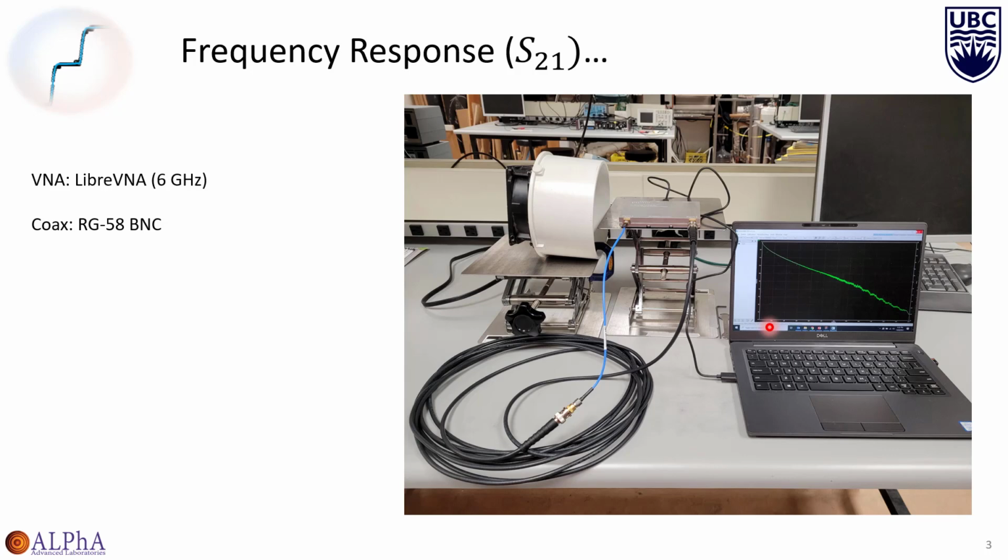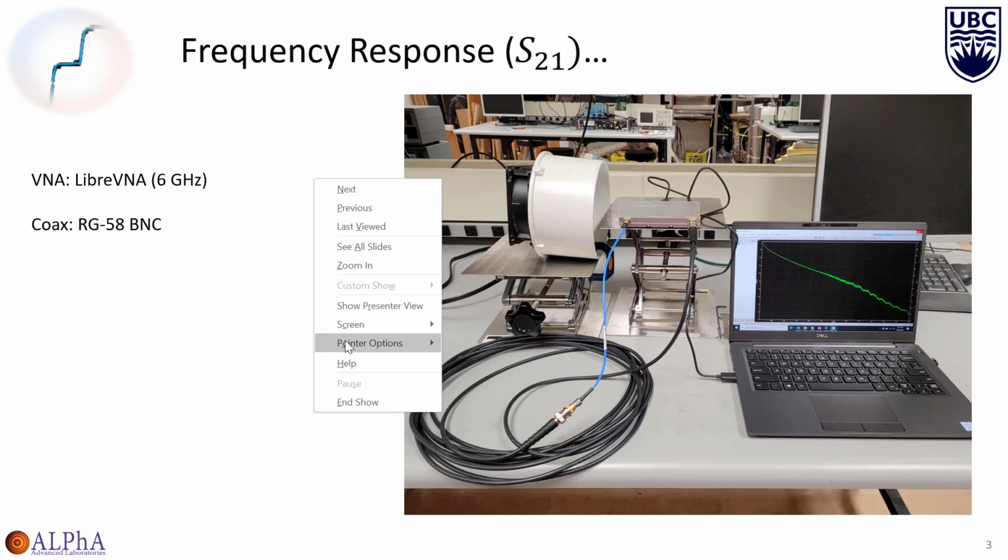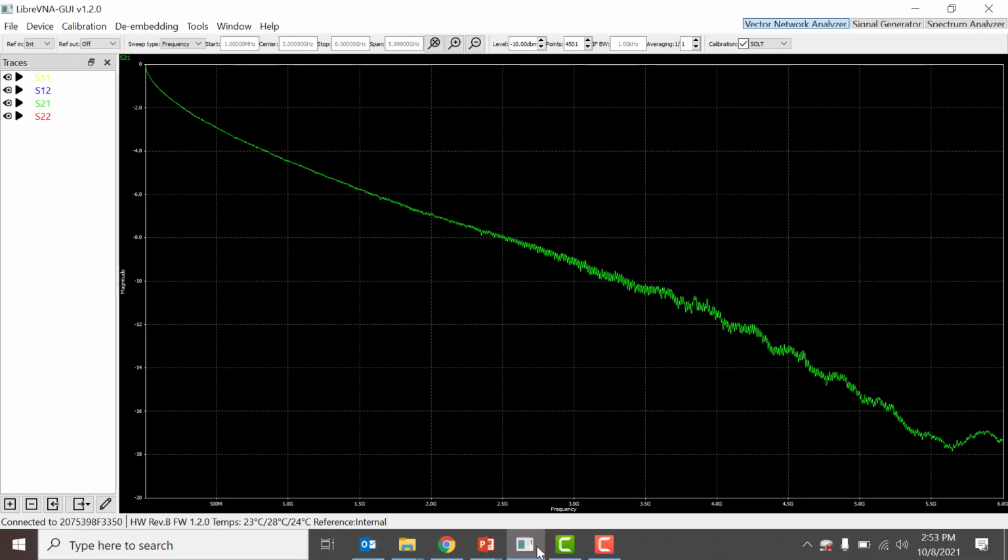transmission coefficient. Okay, and so what I'm going to try to do is open that software, which I have running right now, and I think what I can do is show the taskbar. And so here is the software. What we're measuring is called S21. And what S21 means is it's a signal generated at port 1 and detected at port 2. So S21 is the transmission coefficient.